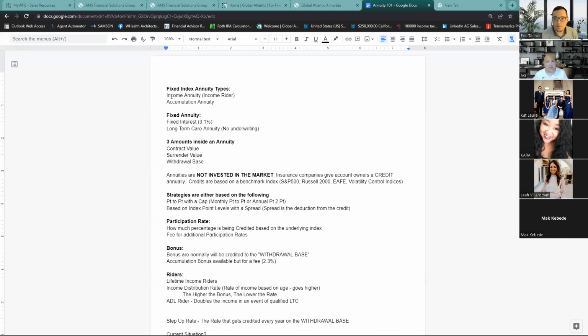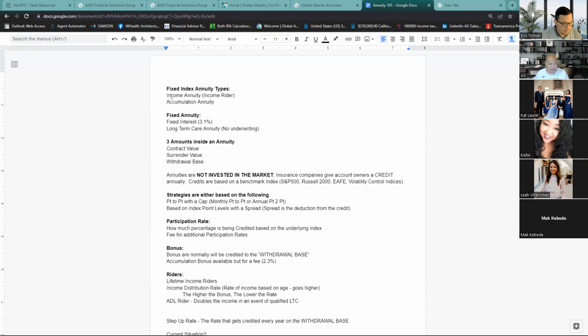They have cash and they want to put it somewhere to have it continue to grow. Not thinking about withdrawals yet. So this is an accumulation annuity. Okay. And then I'm gonna show you guys examples of where to find them on the website, etc.